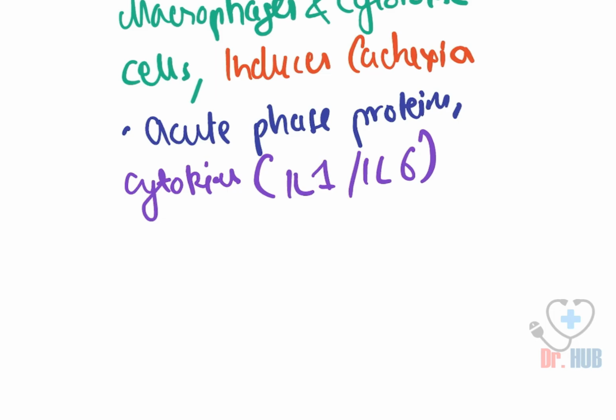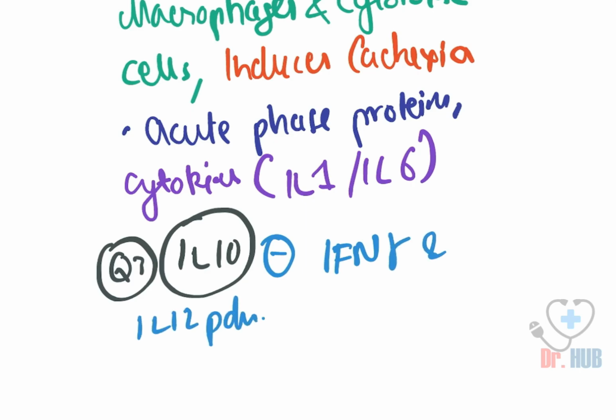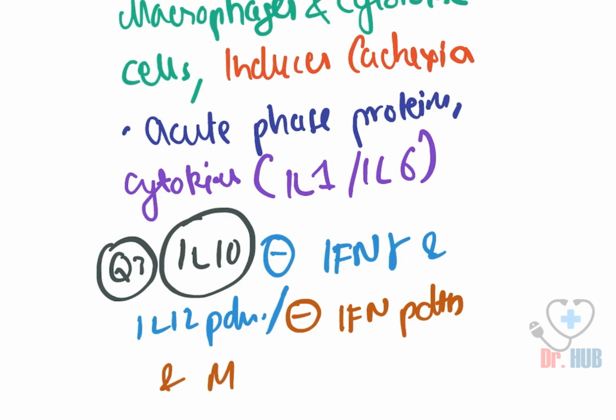The third question we are going to see is, what is IL-10? IL-10 inhibits the IFN gamma and the IL-12 production. The other thing is it inhibits the IFN production as well as the mononuclear cell function.